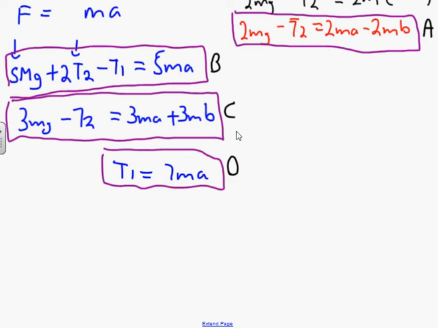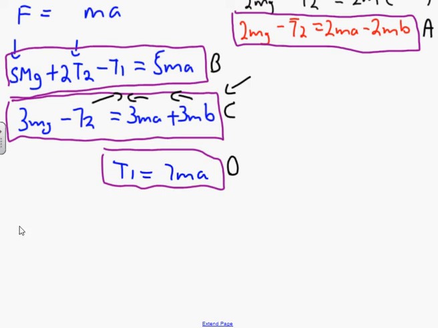We're looking for the acceleration A. Get rid of your tensions as soon as you can. One of them's already done for me. The T1 = 7ma is already done. And so I have to get T2 on its own. So I'm going to use equation C or equation A to get T2 on its own. In fact, I'll do it to both of them. So let's start off. Bring T2 to the left and T2 to the right and everything else to the left.